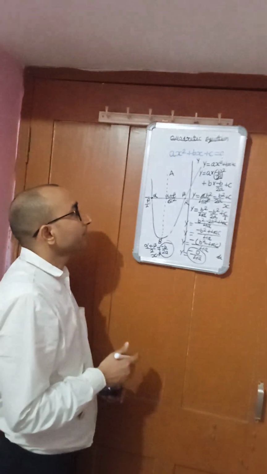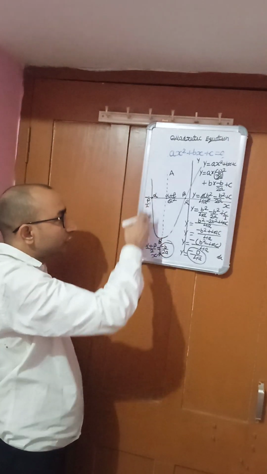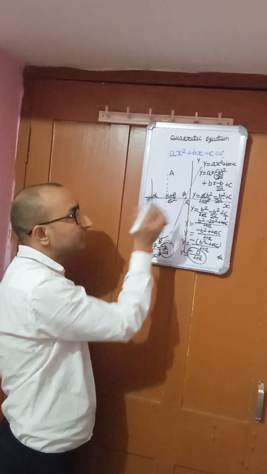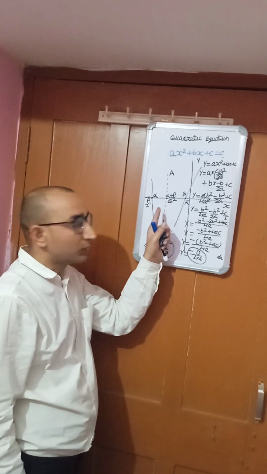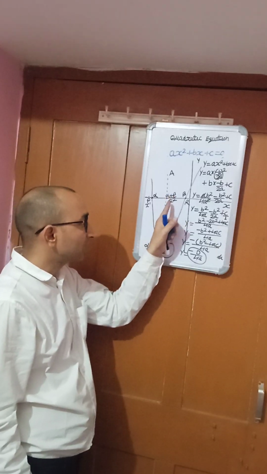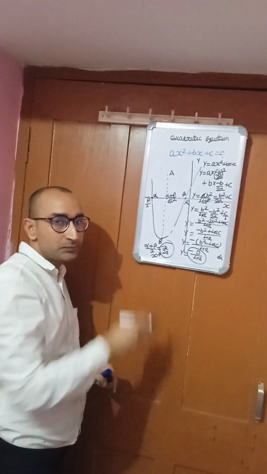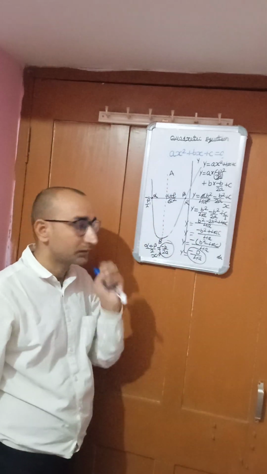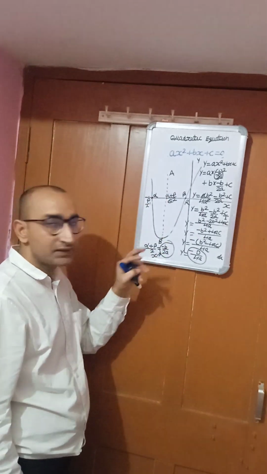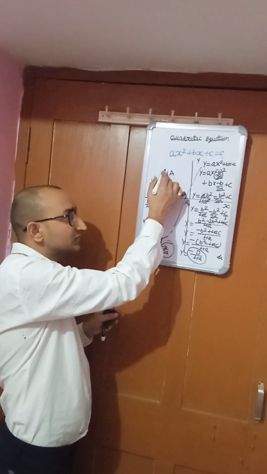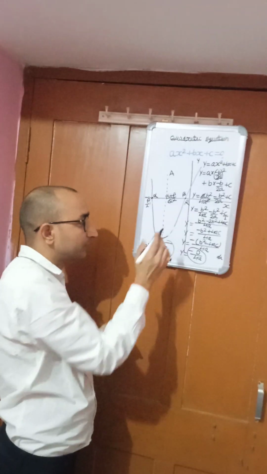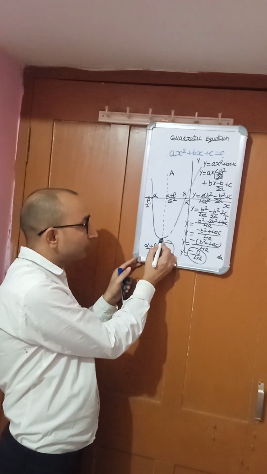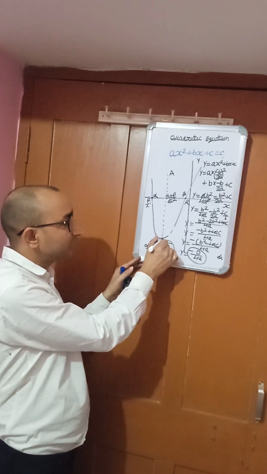I want to repeat this: if we draw a parabola, and this parabola cuts the x-axis at alpha and beta, then by midpoint formula this is alpha plus beta by 2, because this is the axis of symmetry. The axis of symmetry divides this parabola into two equal parts, and this is the vertex. Vertex is the point of intersection of the axis of symmetry and this parabola. So we have to find the vertex.